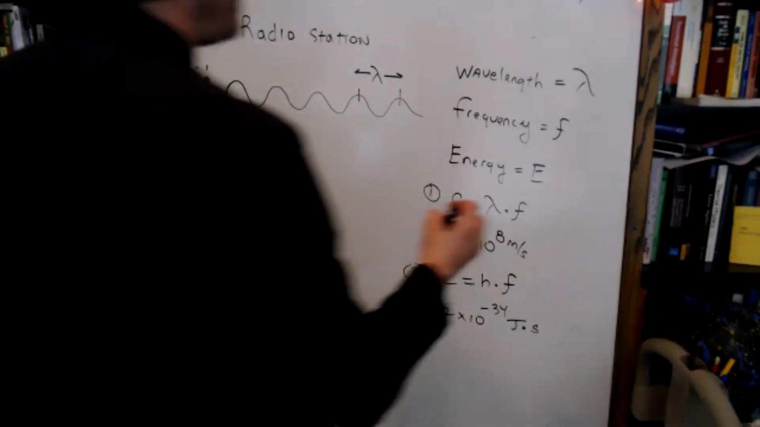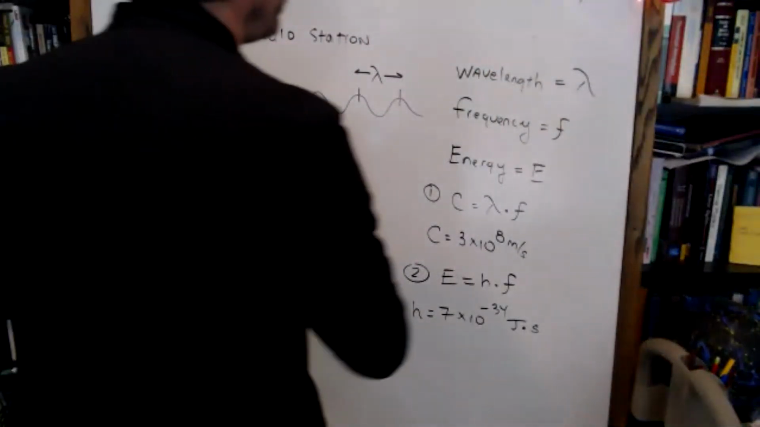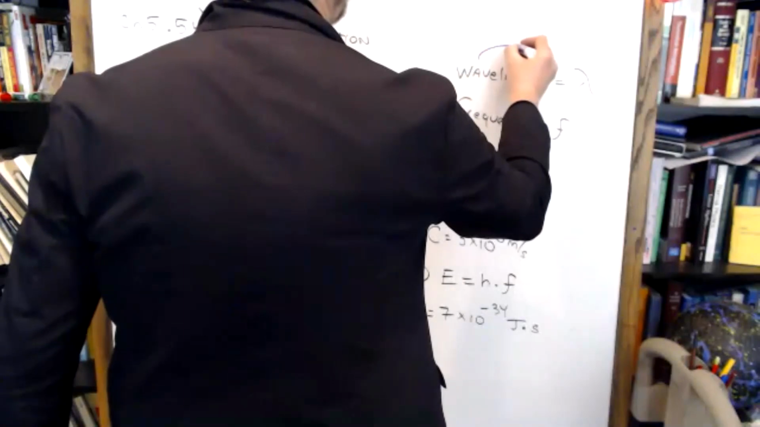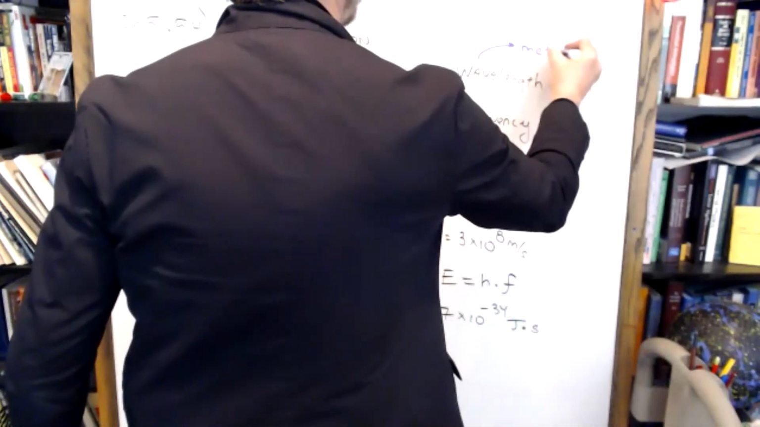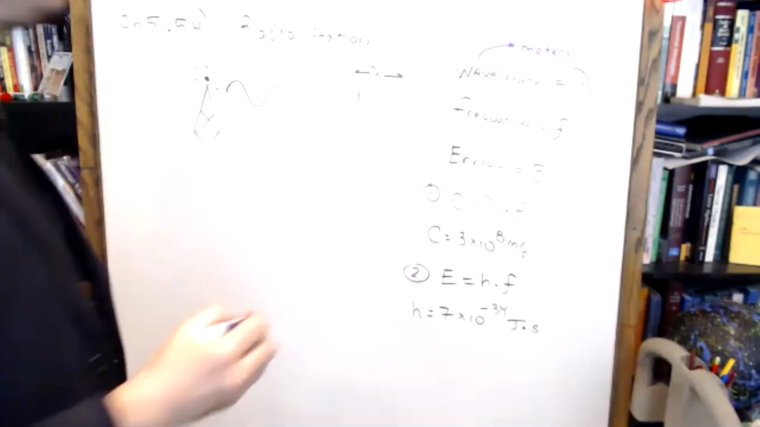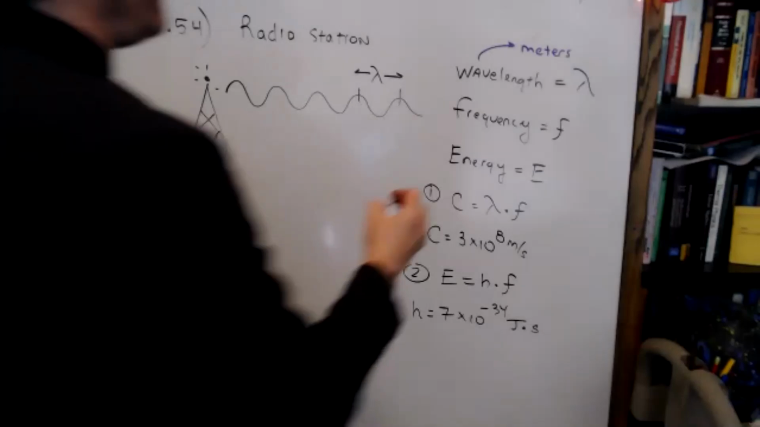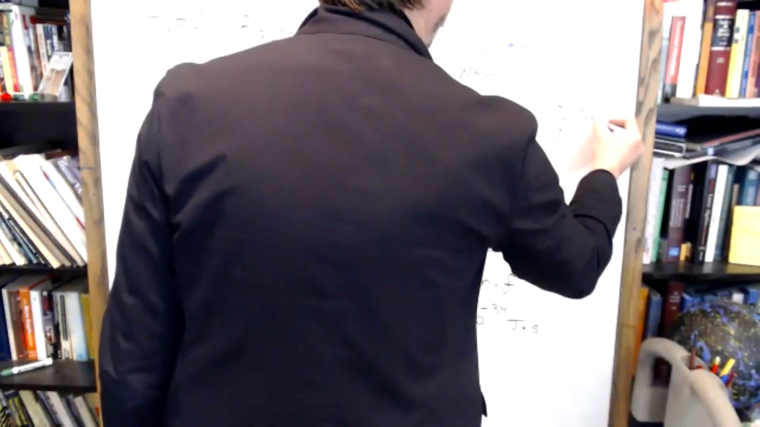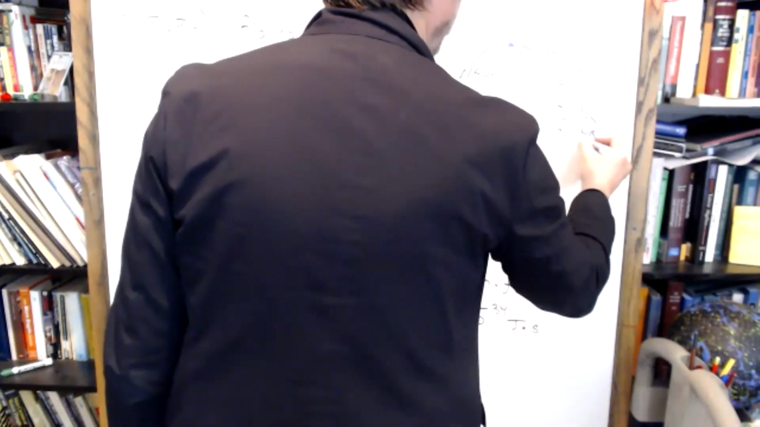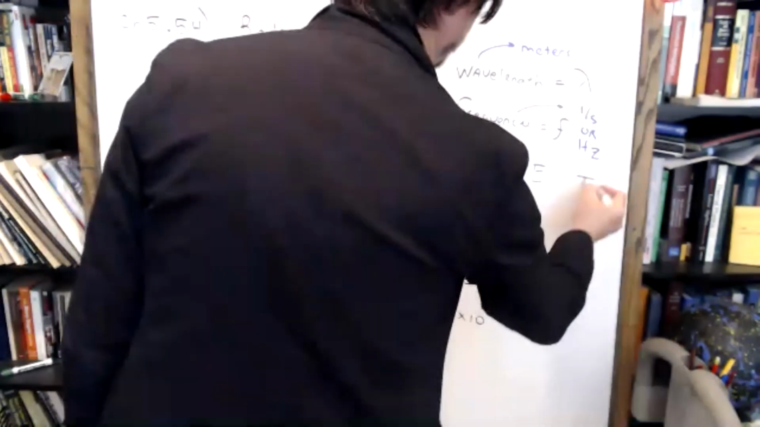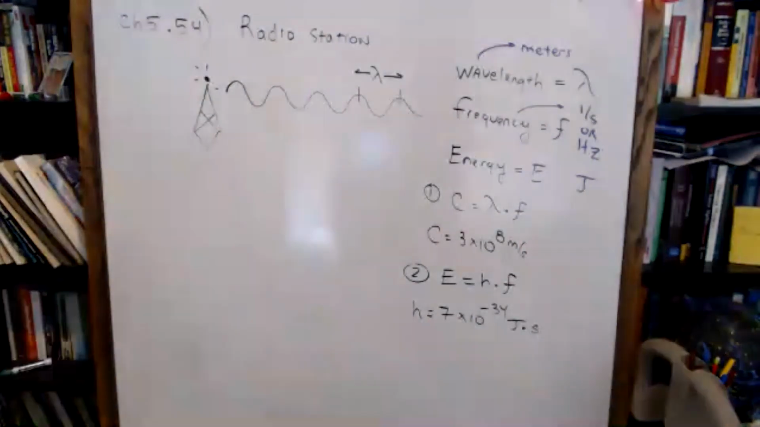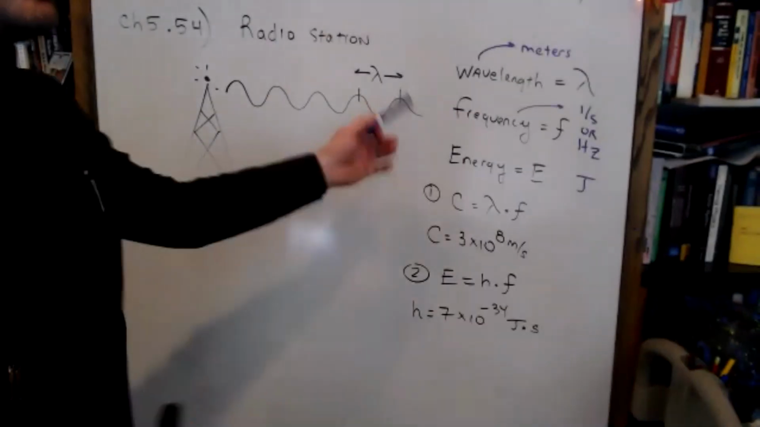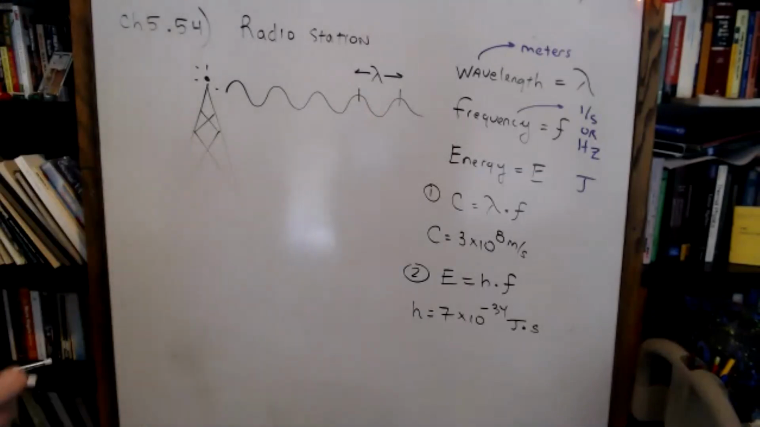The units of wavelength are usually meters. I'll put this in a different color here. So wavelength is usually measured in meters. Frequency is usually measured in hertz, which is the same thing as 1/seconds. And energy, of course, is measured in joules. Okay, I think now that I've written all that down, I'm ready to hear the problem, Brandon.